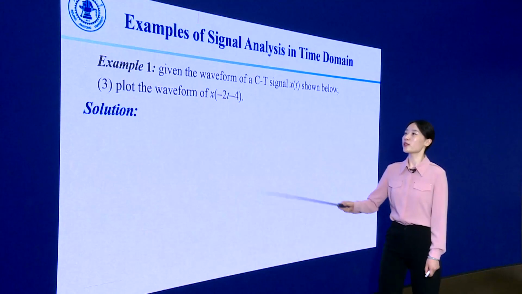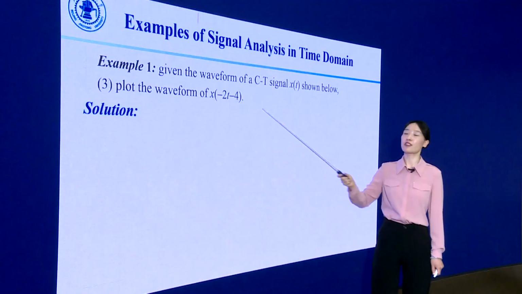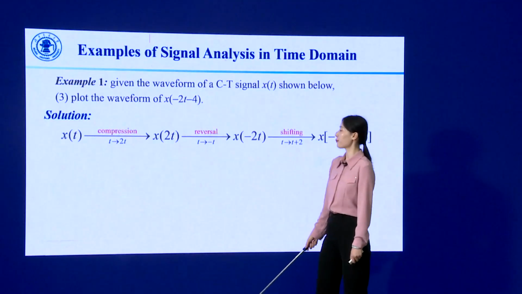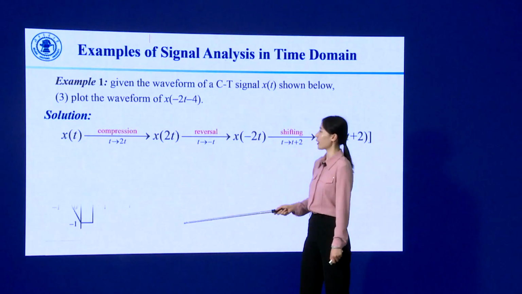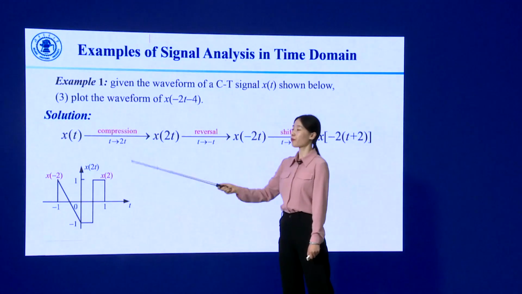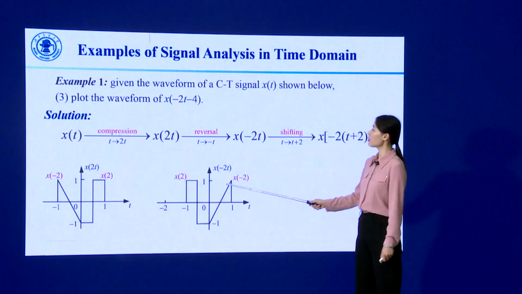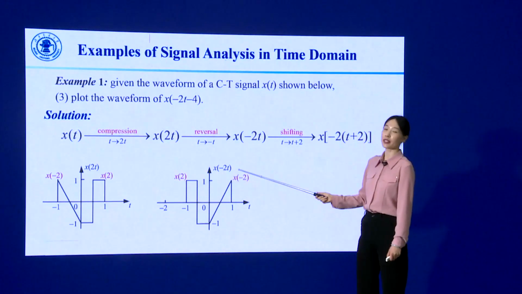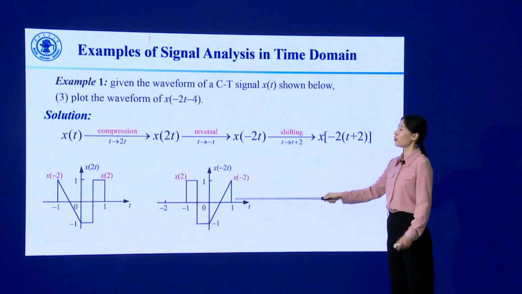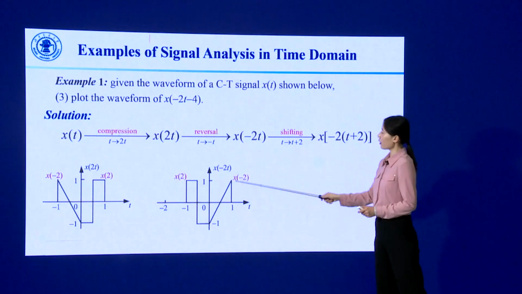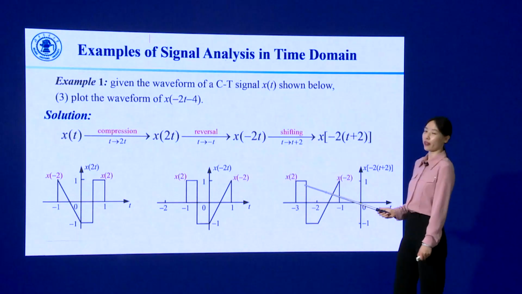The third question is plot the waveform of x of minus 2 times t minus 4. Here is the solution. We first compress this signal by 2 times, and we get x of 2 times t. And then we do the time reversal, and we can get the result of x of minus 2 times t. And finally, we do time shifting on this signal. That is, shifting this signal to the left by 2 units, and we can get the final result.